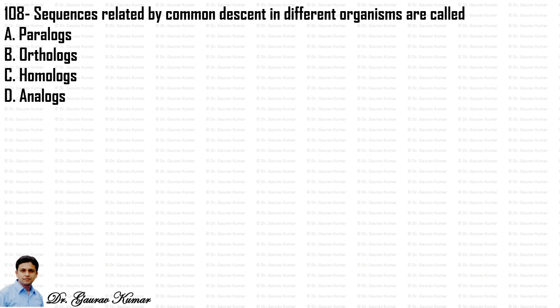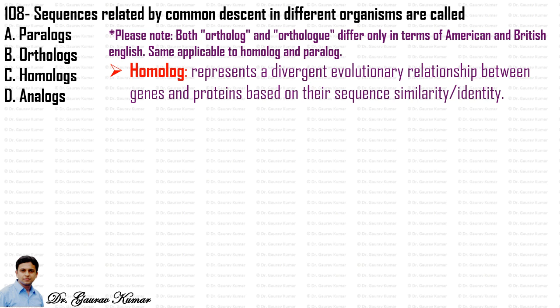Next question, sequences related by common descent in different organisms are called. The first option is paralog, ortholog, then homolog and analog. So let's see what all these stand for. Yes, this is very important, that you should note that both ortholog and orthologue, one ending with log and the other ending with logue, are the same term, and a similar thing happens with homolog and paralog. This is just a difference between American and British English spelling.